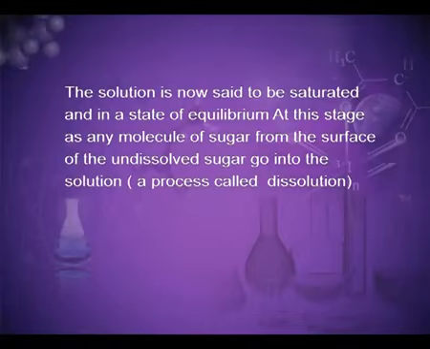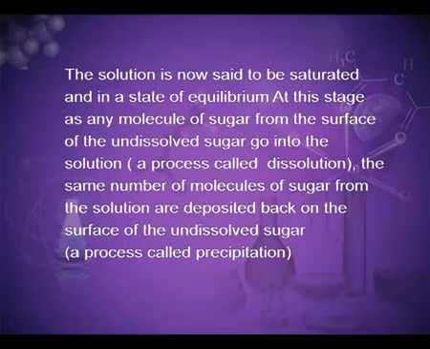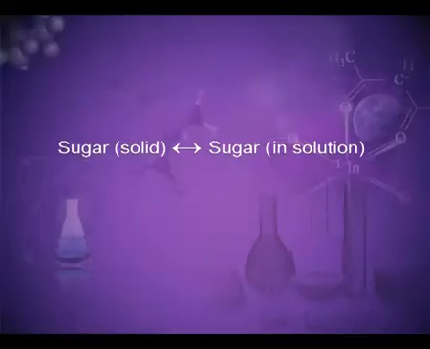At this stage, as any molecule of sugar from the surface of the undissolved sugar goes into the solution, a process called dissolution, the same number of molecules of sugar from the solution are deposited back on the surface of the undissolved sugar, a process called precipitation. As a result, the amount of the undissolved sugar and the concentration of the sugar in solution remain constant. It can be written as sugar in solid state transforming into sugar in solution.